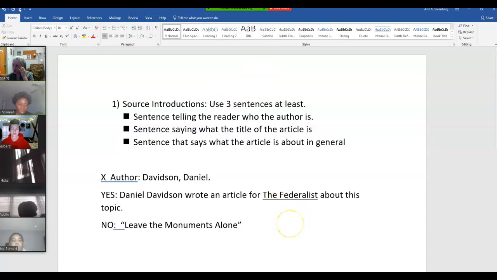Why is that a no? It gives the title. Why is that a no? Because titles are supposed to be underlined, not quoted. Let's go over that rule, okay? I'm going to put a note up here. You're going to write it down. Title formats.